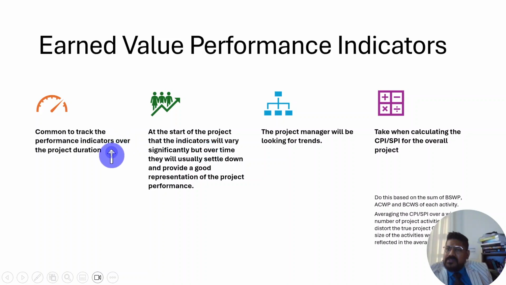Okay, earned value performance indicators. It is common to track the performance indicators over the project duration. At the start of the project, the indicators will vary significantly, but over time they will usually settle down and provide a good representation of the project performance. The project manager will be looking for trends. Take care when calculating the CPI and SPI for the overall project.